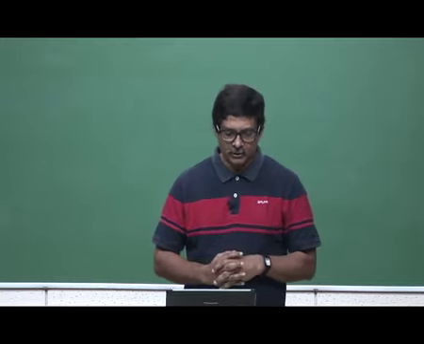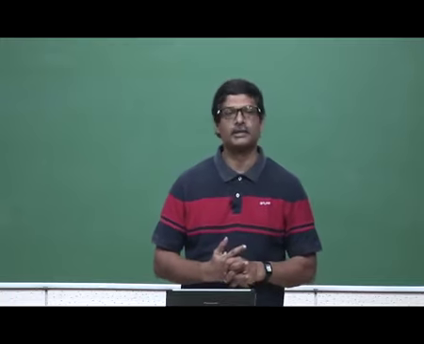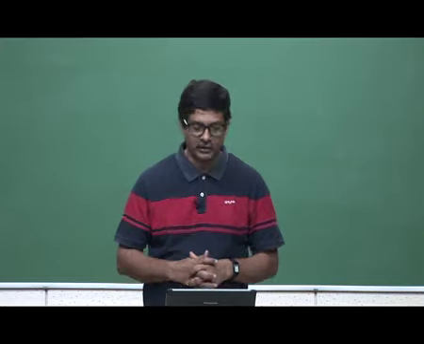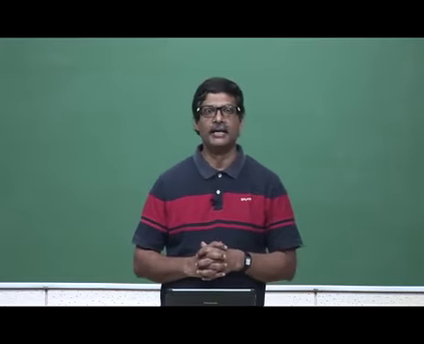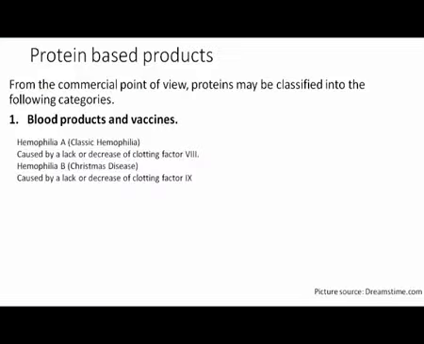So, hemophilia A is caused by lack or decrease of the clotting factor called 8, and hemophilia B is caused by the lack or decrease of the clotting factor called 9. These two proteinaceous products are now being synthesized by various kinds of engineering technologies, in which bacteria have been tweaked to produce these factors, and these factors are nowadays utilized. So, they can be produced in large quantities from a commercial point of view.